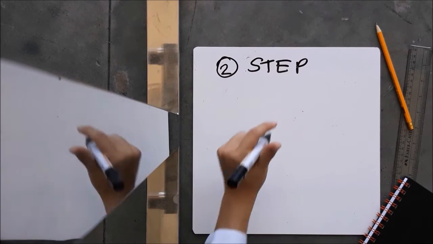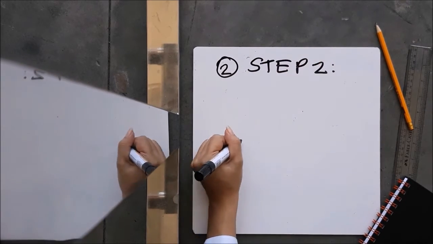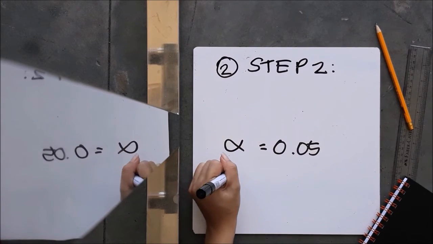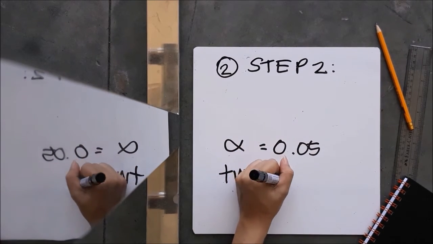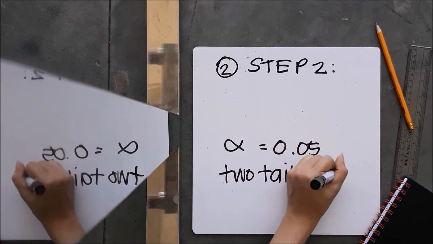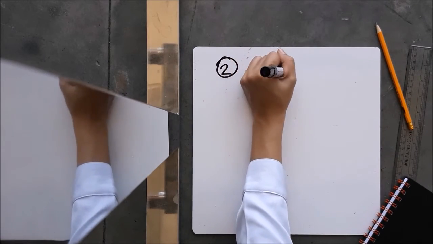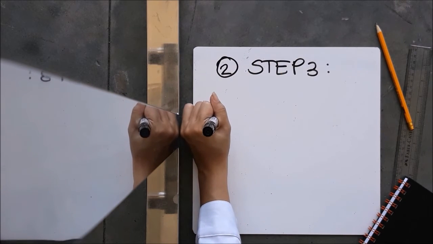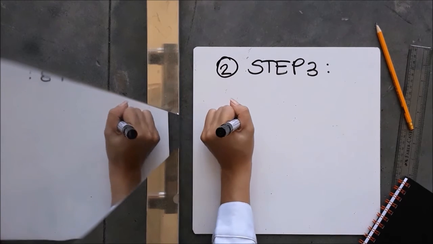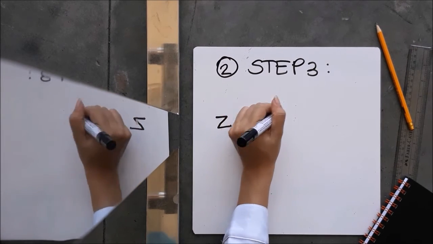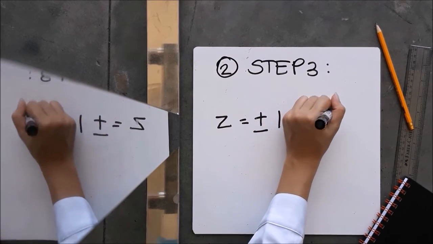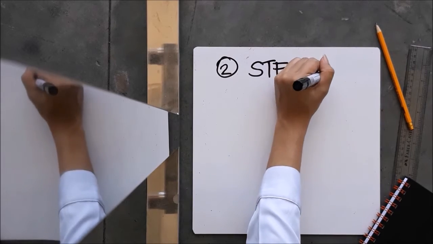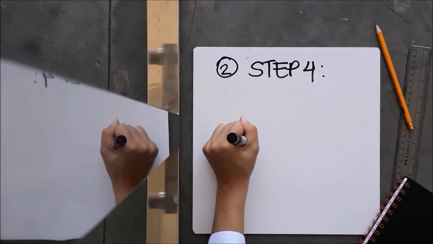Step 2. The alpha, or the level of significance in the problem, is 0.05. It is a two-tailed test. Step 3. The z-score, or the z-value, again, same as problem number 1, z is equal to positive and negative 1.960. You can locate it at the t-table using the level of significance.